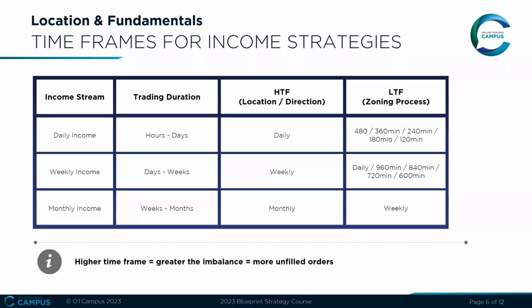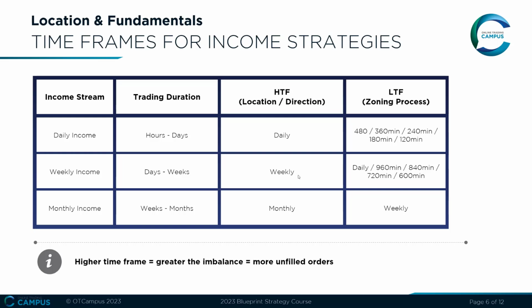These are the time frames that you will look at once we get to the third part of the process, the zoning process, or the market timing process, where we will actually place our sets around. And for the daily, we'll look at 480 minutes, 360 minutes, 240 minutes, 180 minutes, 120 minutes. Generally, you can always look to start at the highest and work your way down. Again, the higher the time frame, the greater the imbalance, as there are potentially more unfilled orders, right?